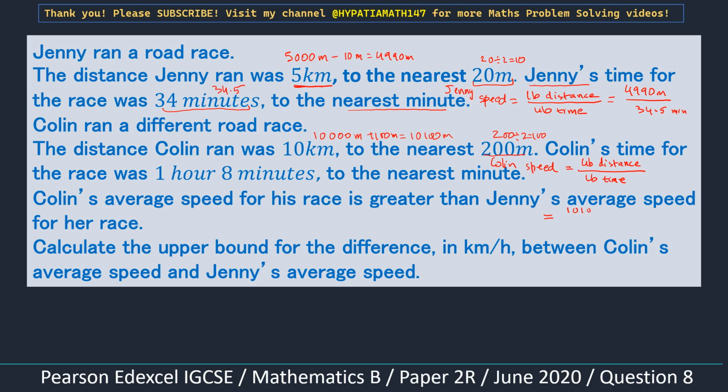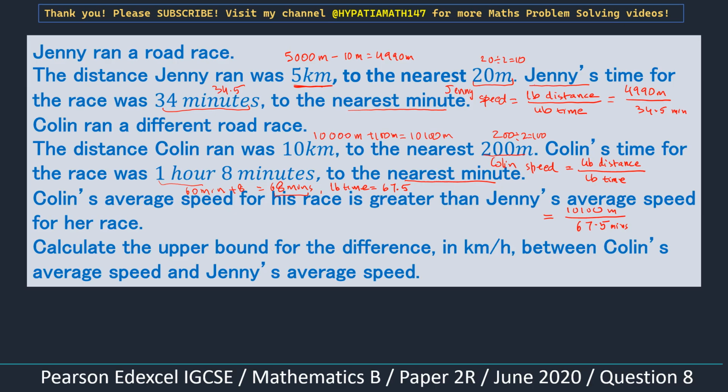So 10,100 meters divided by the time, that is 1 hour, that is 60 minutes, plus 8, so that is 68 minutes. But to the nearest minute, I have to work out the lower bound of this. So the lower bound of time would be 67.5. So divided by 67.5, and that is in minutes. So that's the main part done.